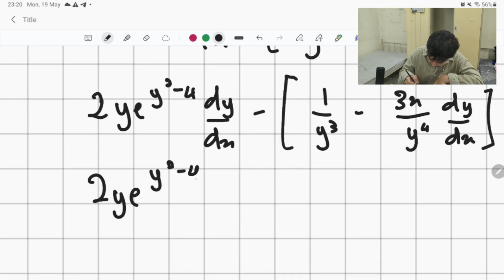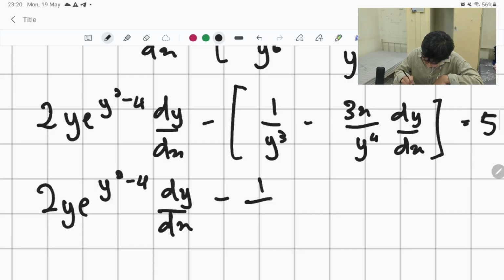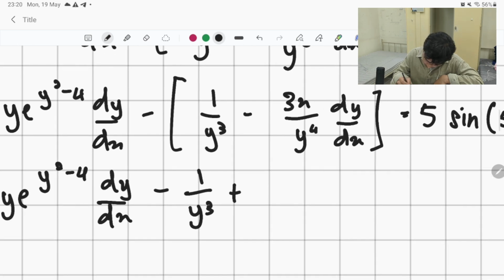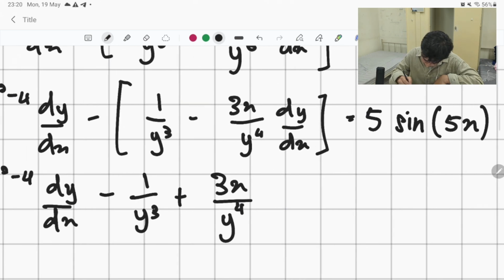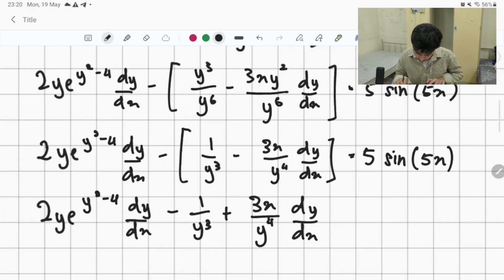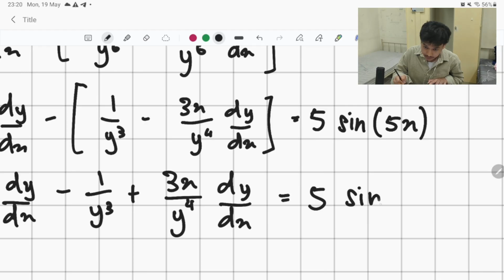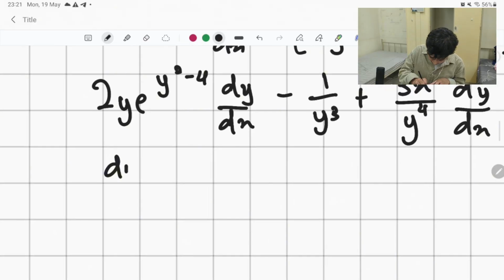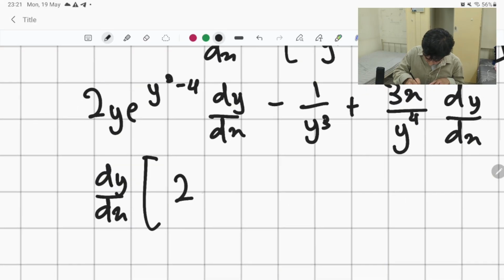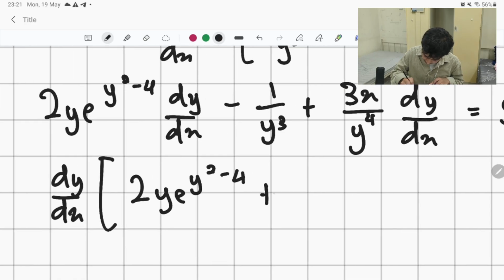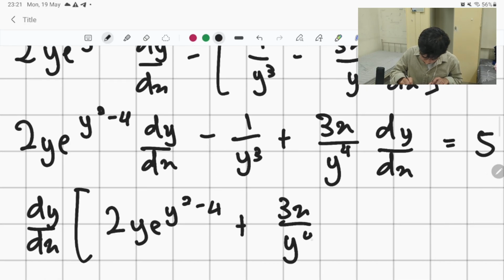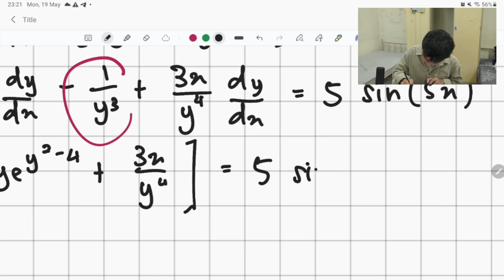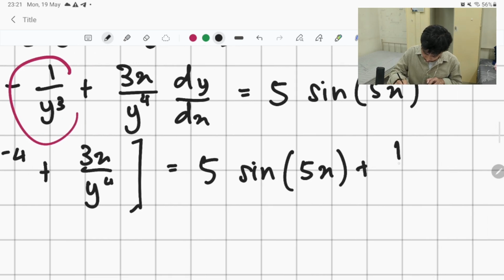2y e to the power of y squared minus 4 dy over dx minus 1 over y cube. Minus and minus become positive, 3x over y to the power of 4 dy over dx equal to 5 sin 5x. Then we need to factorize the dy over dx and rewrite the equation, plus 3x over y to the power of 4, equal to 5 sin 5x plus 1 over y cubed.